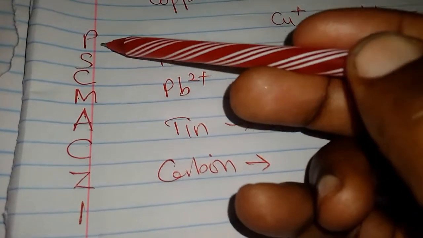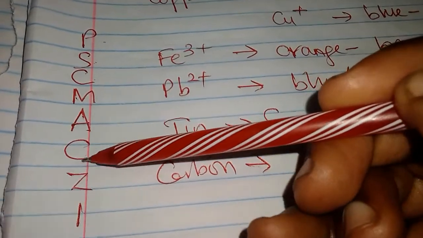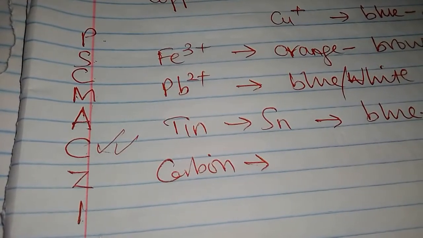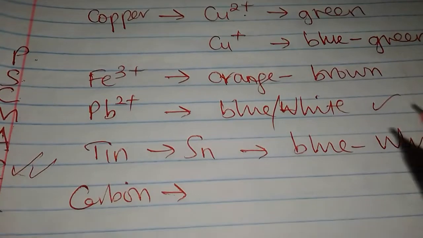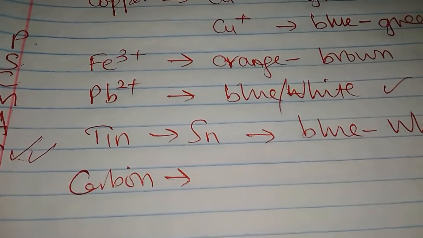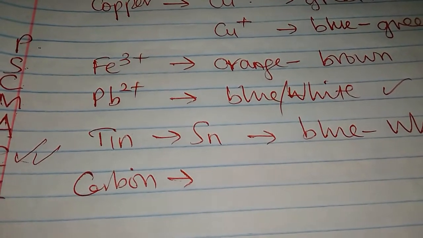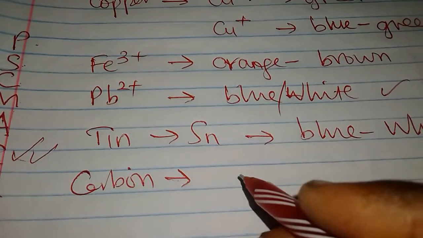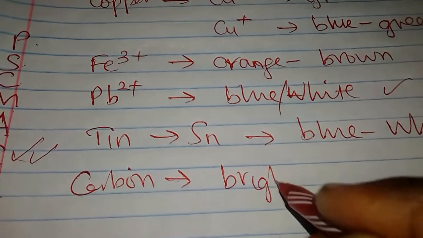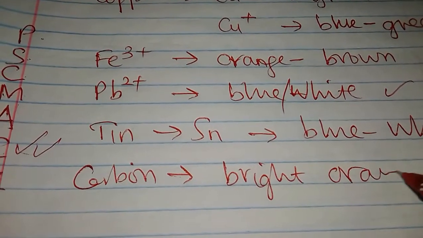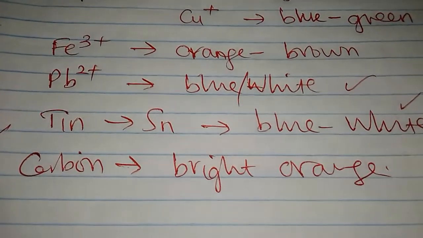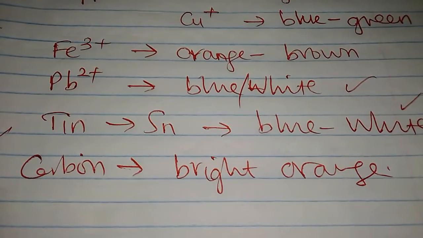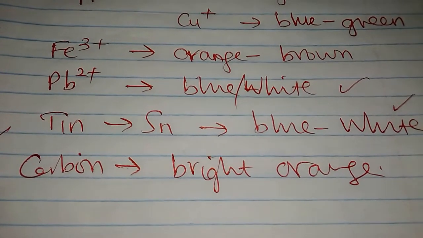So you have potassium, sodium, calcium, magnesium, aluminium, carbon, zinc, and iron. So that means carbon is just around here. It is actually one of the most reactive elements. If carbon burns in air, it may either burn in excess air or in limited supply of air. If it burns in excess air, it burns with a bright orange flame. Good. Now the burning of carbon in air can either produce carbon 2 oxide or carbon monoxide, or carbon 4 oxide or carbon dioxide.